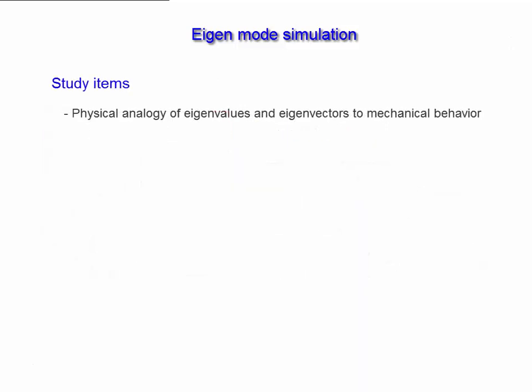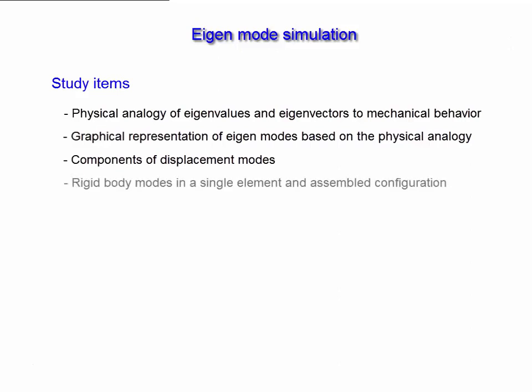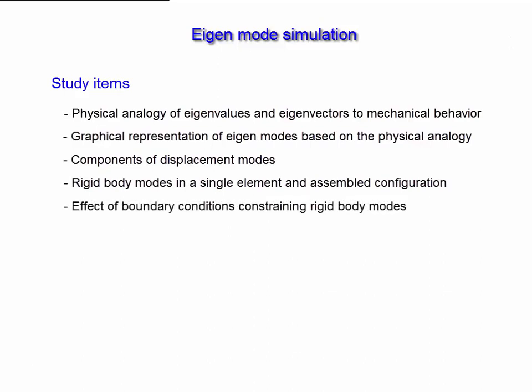A part of them will be shown here as follows. Physical analogy of eigenvalues and eigenvectors to mechanical behavior. Graphical representation of eigenmodes, based on the physical analogy. Components of displacement modes. Rigid body modes in a single element and assembled configuration. Effect of boundary conditions constraining rigid body modes.